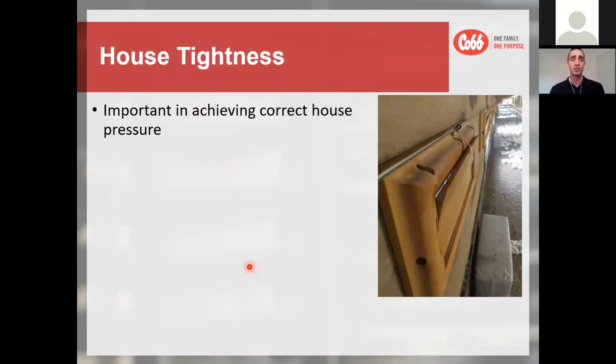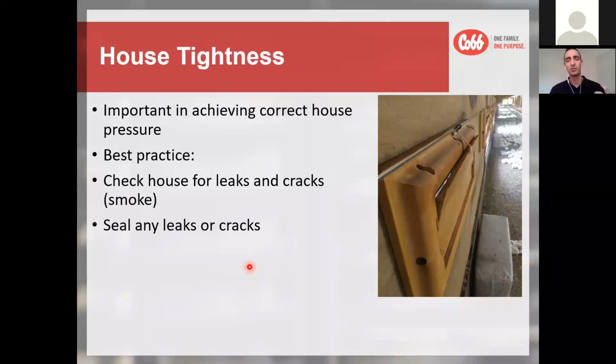Again, you need to make sure that your house is tight, that the only air being brought into your house from your fans, or from the negative pressure in your house, is through your inlets. So it's important to achieve the correct pressures. The best practice is to check your houses for any leaks and cracks. You can walk around your house with a smoke machine, put some fans on, close everything up, and see if there's any smoke being pulled in through any leaks or cracks, and make sure that they are sealed.